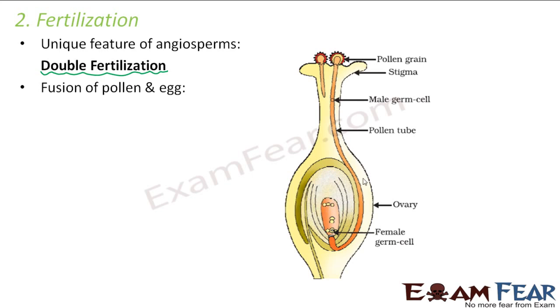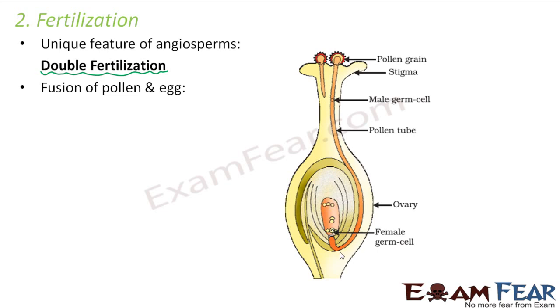This tube-like structure which is formed in the style when the pollen grains pass through it is known as the pollen tube, and these are the male sex cells. These male sex cells will reach the ovary. Now once it reaches the ovary, what will happen? You have two male gametes. One male gamete will fuse with the egg which is present in the ovary. That is one fertilization done.